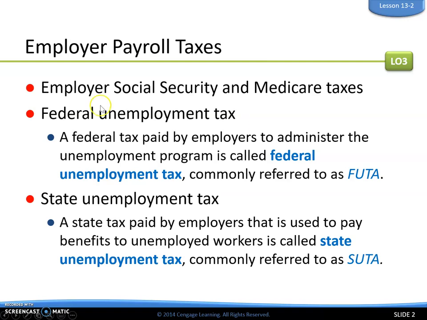So employer payroll taxes, we talked about in the last section that the employer is responsible for paying Social Security and Medicare, just like the employee is. The employer also needs to pay federal unemployment tax and state unemployment tax. Federal unemployment tax is a federal tax paid by employers to administer the unemployment program. We will often refer to this as FUTA. And then the state unemployment tax is a state tax paid by employers that's used to pay benefits to unemployed workers, and that is commonly referred to as SUTA. So I will often just refer to them as FUTA and SUTA.